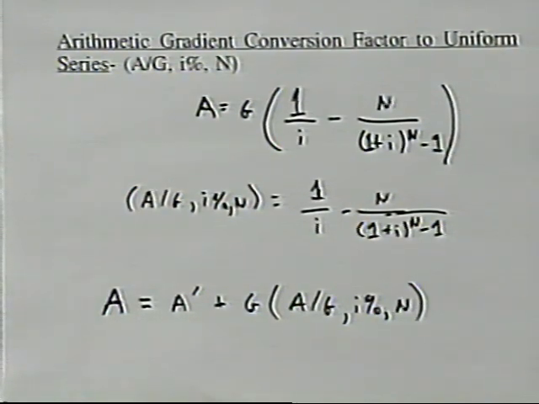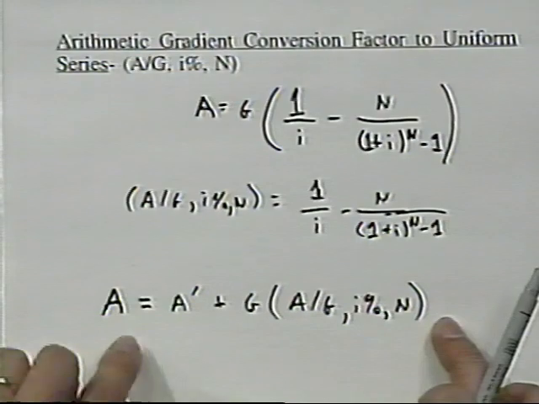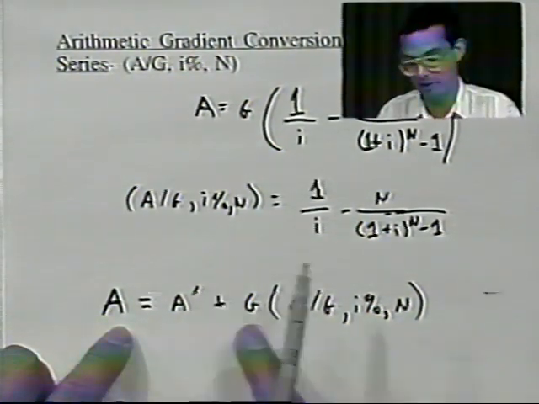So it's confusing. All I can do is apologize for it, it's just the way it is. If you remember it, it's OK. Separate out that base annuity, use your conversion factor on the gradient part, and then the total annuity that can be calculated is composed of both the base and the gradient.